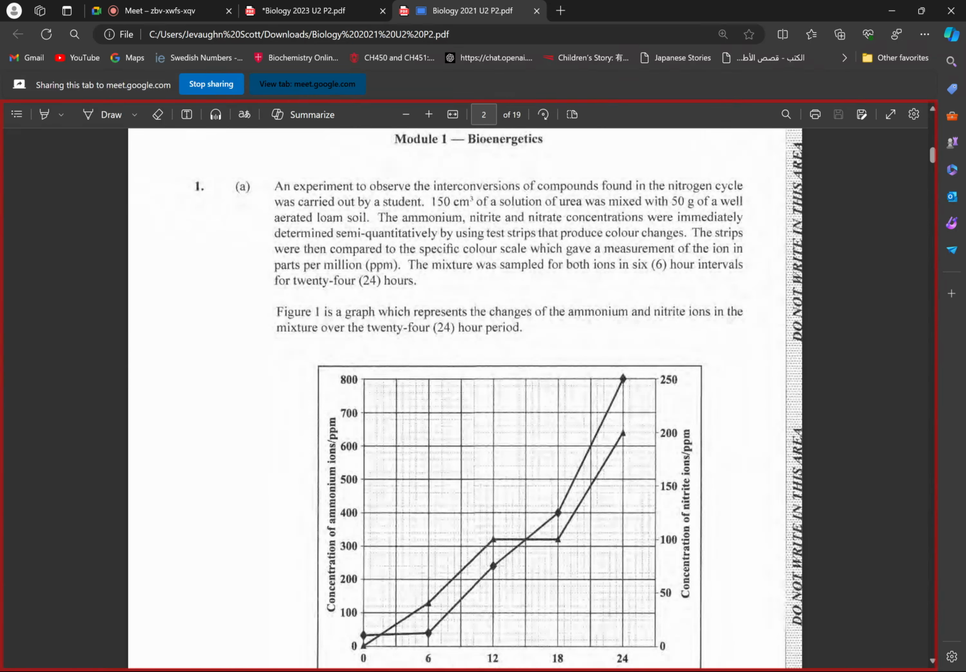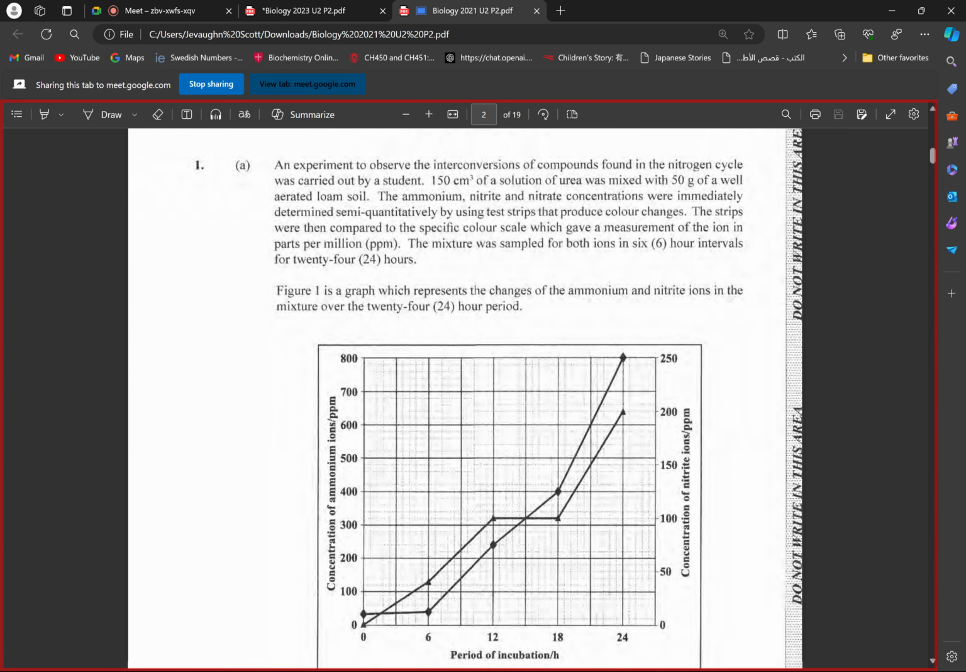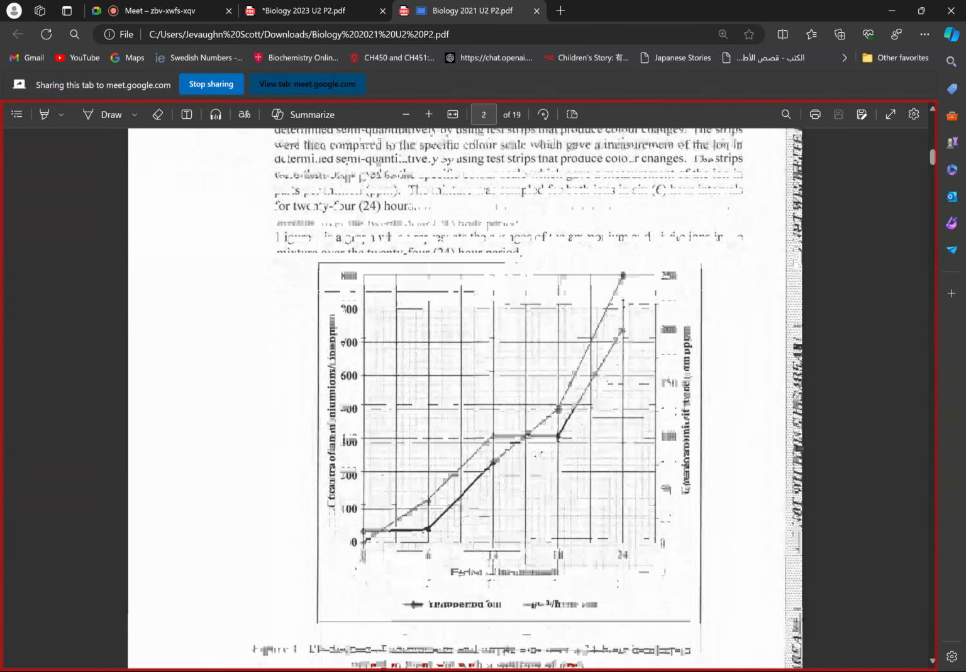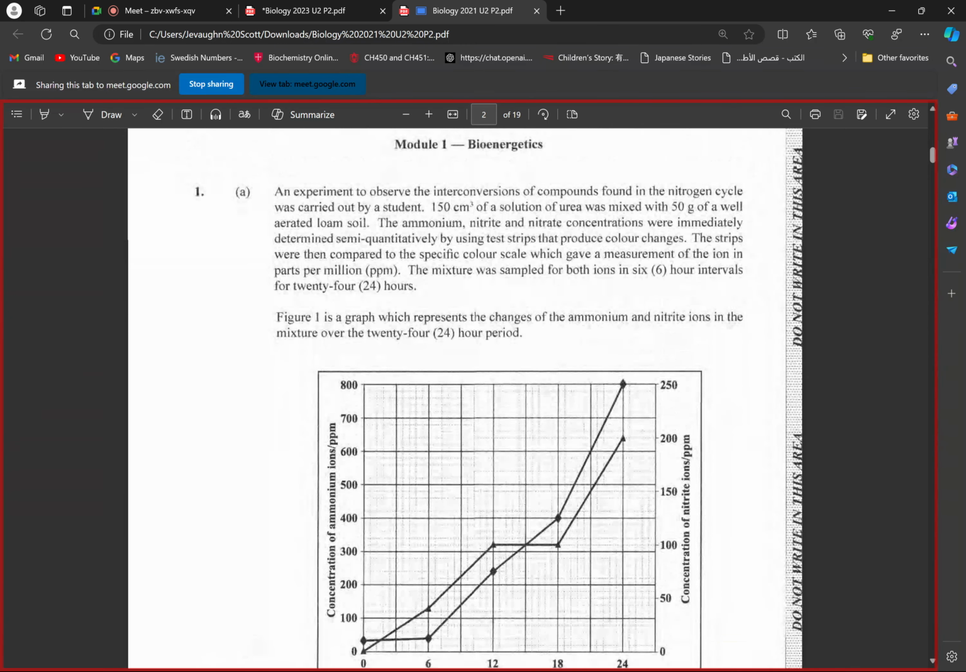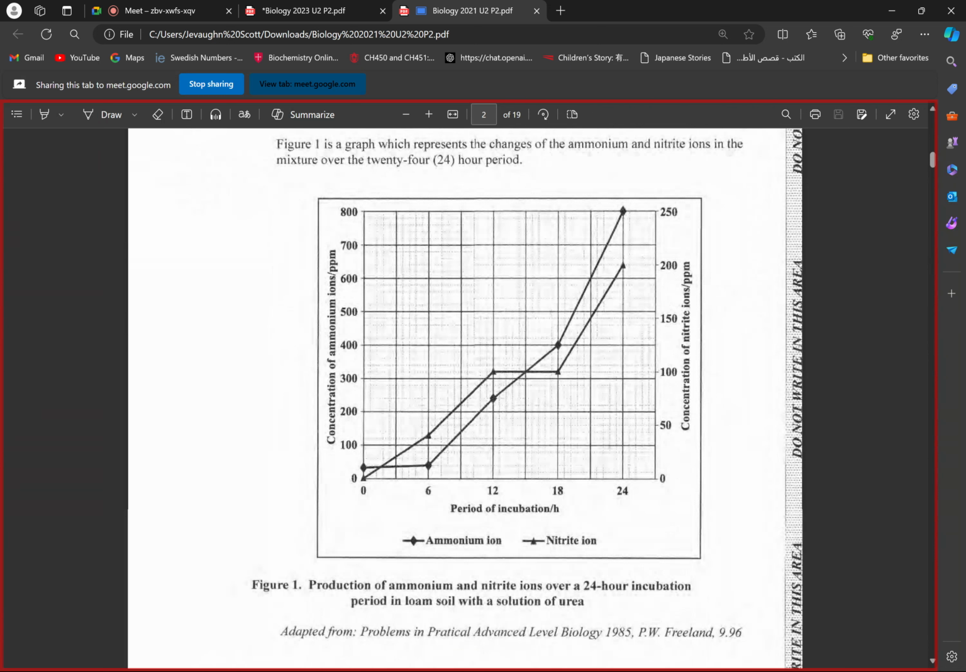Okay, moving on. So the mixture was sampled for both ions in 6 hour intervals for 24 hours. I can use a strip to find out how much is in parts per million. Them people are never the chemistry. That's crazy. All right, so we're looking at this graph here, and how it changed in parts per million.